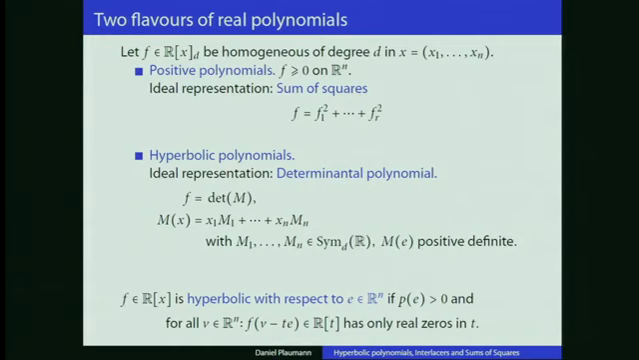And the general definition of a hyperbolic polynomial I put down here again. You have this point e, which is fixed, and the polynomial f is hyperbolic with respect to that point e if it's positive there, and if you look at lines in direction e, for all v in R^n, f(v - te) has only real roots.